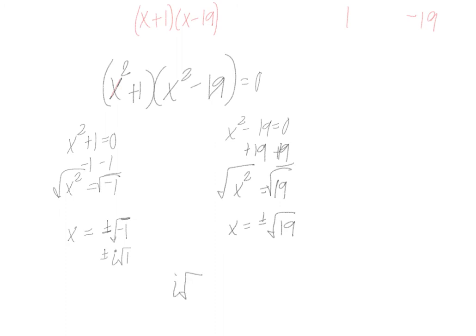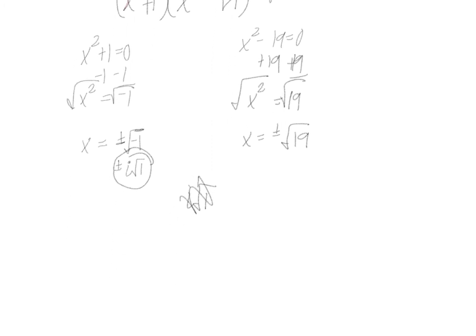i square root of 1. Wait, what a crazy guy. What's the square root of 1? 1. So 1 times i is just i. So i, negative i, square root of 19, and the negative square root of 19.